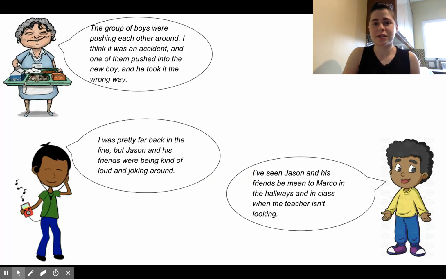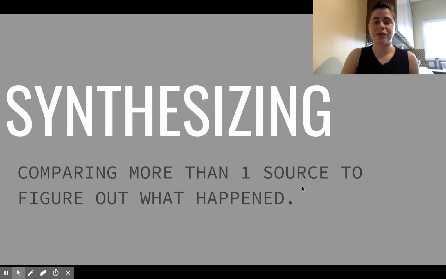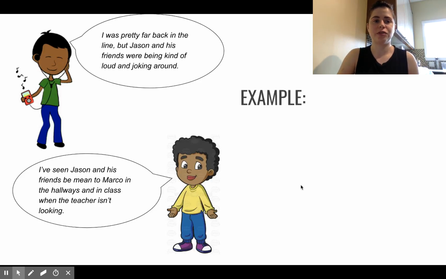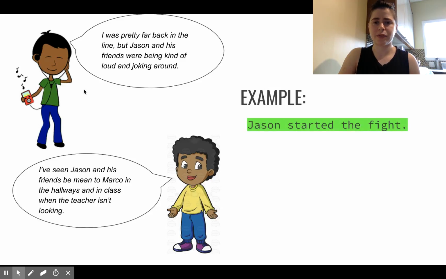Then you're going to go talk to some other people who were there and people who were not there. So your primary sources and your secondary sources. Synthesizing is when you compare more than one source to figure out what really happened. So in this case, I'm going to compare two students who saw the fight, and both of their stories, two different stories, lead me to believe that Jason started the fight.